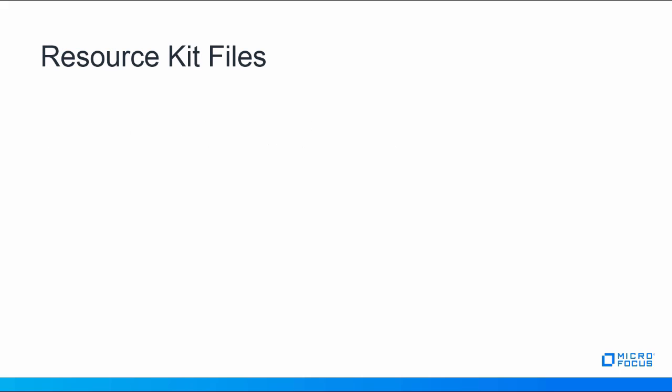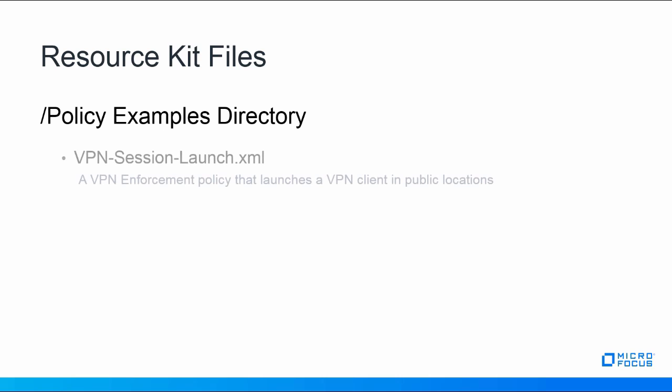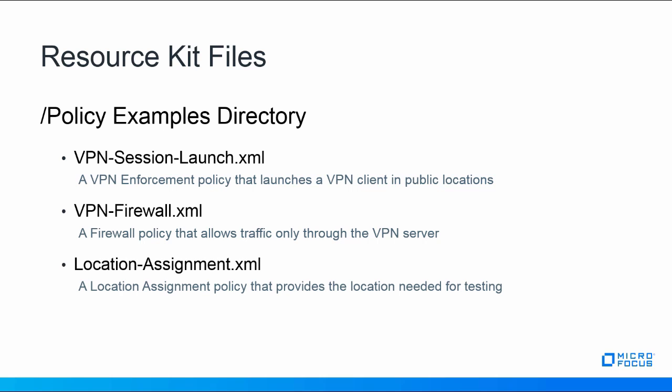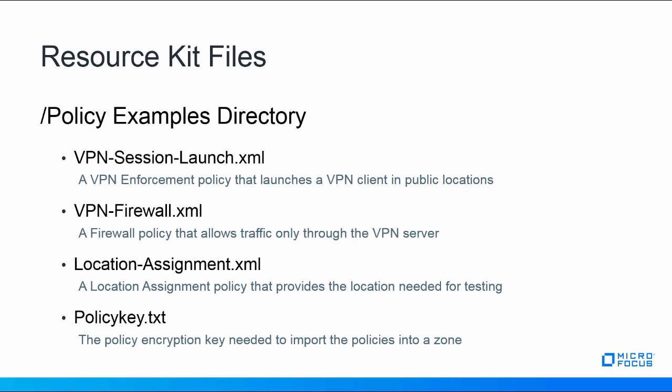This demonstration uses 4 files from the Endpoint Security Resource Kit. All files are located in the kit's Policy Examples directory. The VPN session launch.xml file launches a VPN client. The VPN firewall.xml file allows network traffic only through the VPN server. The location assignment.xml file provides the locations needed to test the VPN enforcement policy. The policy key.txt file is the encryption key needed to import the policies into a ZENworks management zone.